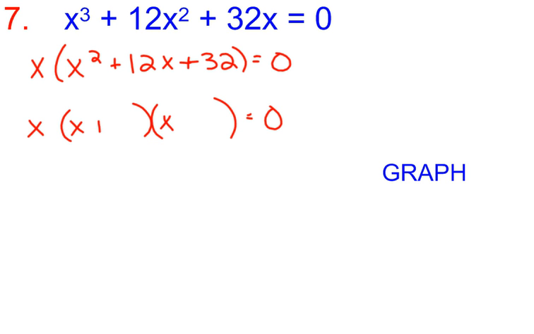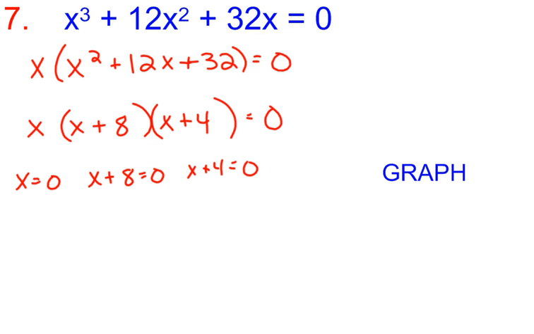Hopefully you pick out 8 and 4. So now, when I write my factors out, remember I said that this x on the outside is a factor. So I'm going to go x equals 0, x plus 8 equals 0, x plus 4 equals 0. So now it looks to me like I'm going to get 3 answers. Does that make sense?